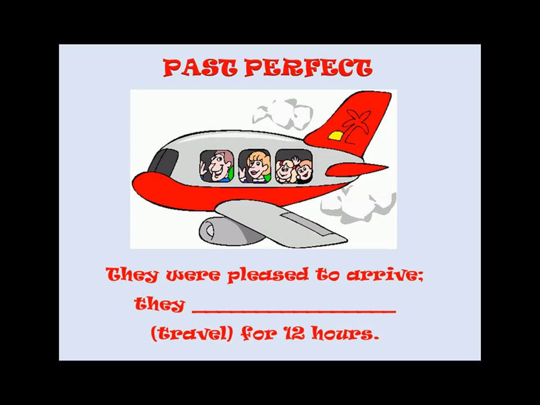They were pleased to arrive. They traveled for 12 hours. So here we have a duration, which means that we are going to use the past perfect continuous, and we say they were pleased to arrive. They had been traveling for 12 hours.